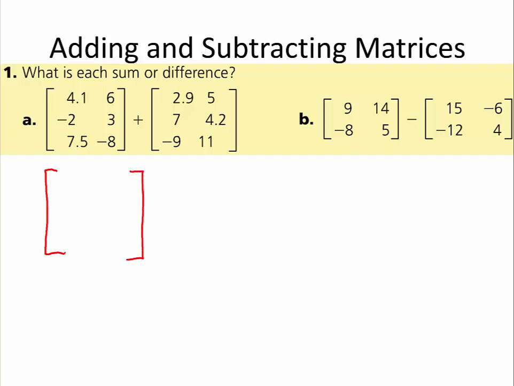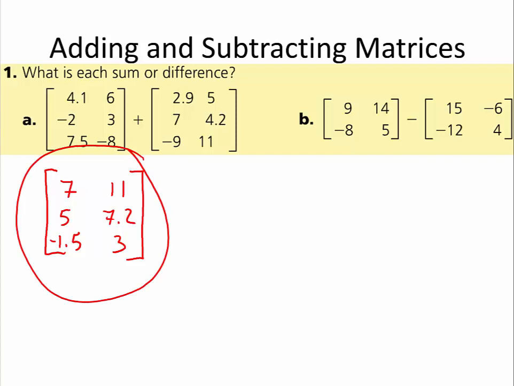So 4.1, and that's going to add to 2.9, which comes out to 7. And then 6 added to 5 is 11. A negative 2 plus 7 is a positive 5. Then 3 plus 4.2, which is 7.2. And 7.5, that's plus a negative 9, which is negative 1.5. And then negative 8 plus 11, which comes out to a positive 3. And there's the answer for A.